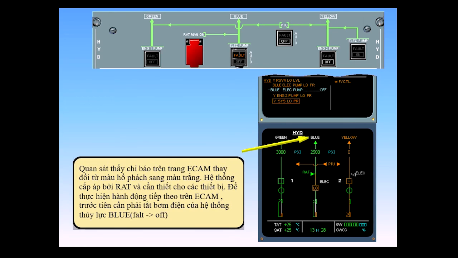Observe that the blue system indication on the ECAM hydraulic page changes from amber to white. The system is pressurized by the RAT and available for the users. To perform the next ECAM action, you must first lift the guard on the blue electric pump. Lift the guard.